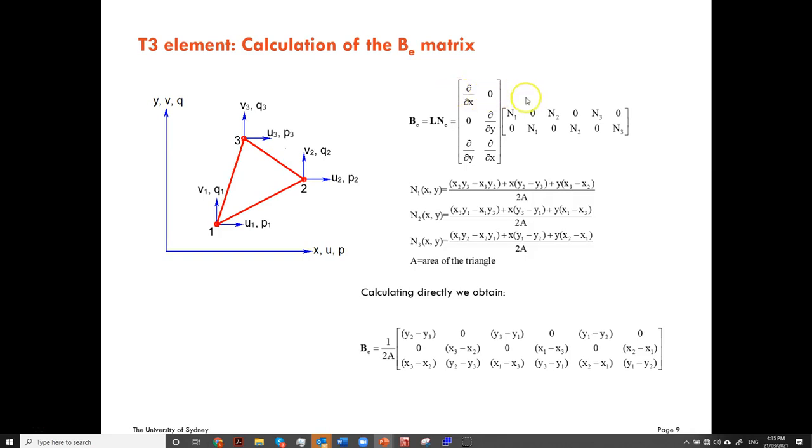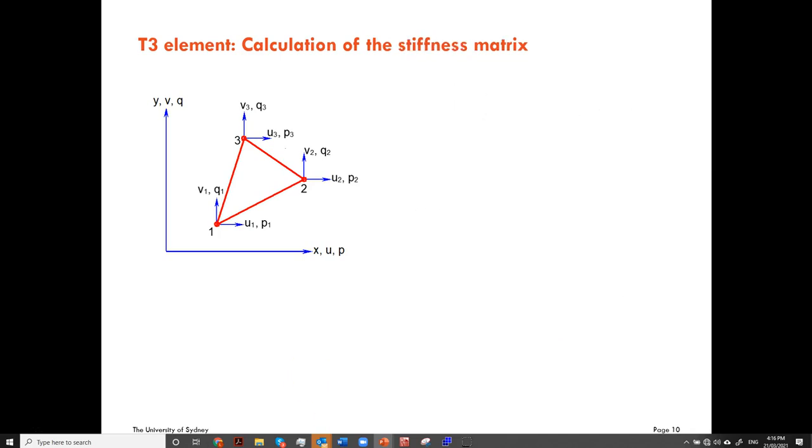And then in the same way we multiply this by this 0, this by this is the derivative of N2 with respect to x, that is this one, and this gives us these equations. And then you get this expression for the B matrix. Notice that here for the T3 element the B matrix is constant, it doesn't depend on x. This is going to be important, especially when we calculate the stiffness matrix.